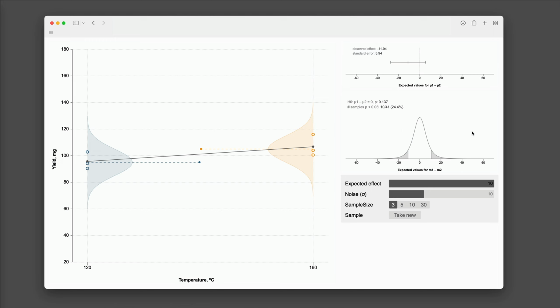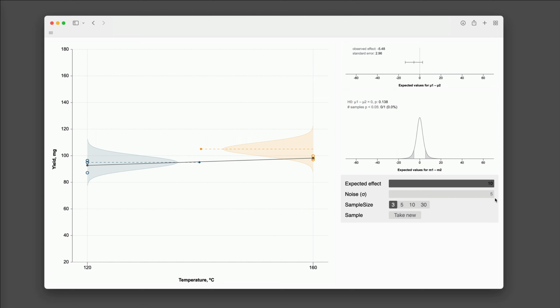How to increase this chance? It's called the power of the test. Well, there are actually several possibilities. First of all, of course, it's reducing noise. So if I reduce noise, for example, down to 5, and then if I start doing this again, you can see that the number of rejections is much higher, right? In this case, it's approximately 60%. So it means that I have a power of 60%. I have a 60% chance to get statistical evidence that my effect is indeed present.